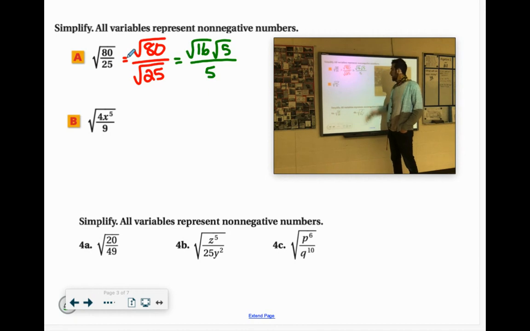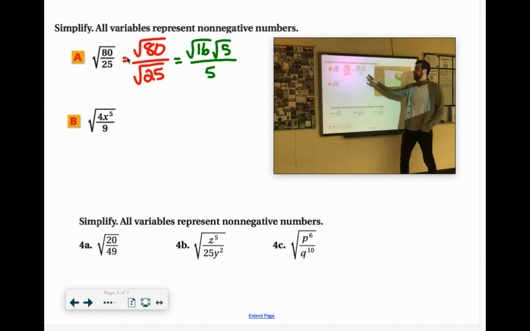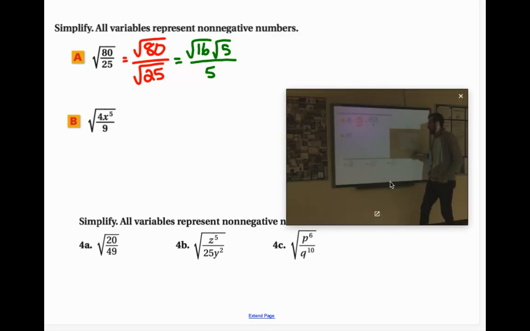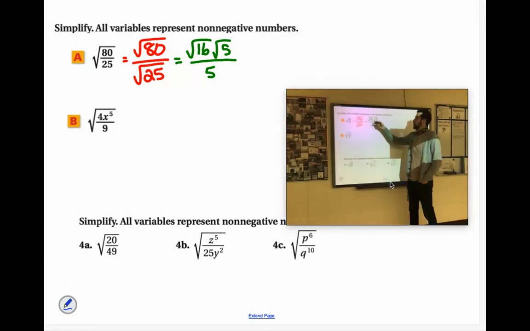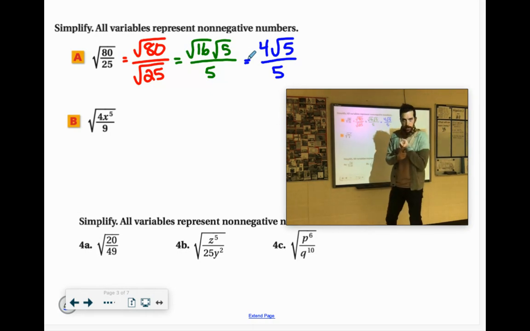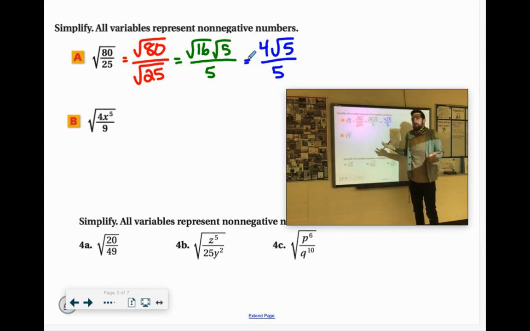So that's handled. Now, I want you to be careful because some people will see the 5 and the 5 and they'll think, oh, well, those will cancel out. You can't cancel radical stuff with regular numbers. So we can't do that yet. But the square root of 16 is 4. So it becomes 4 root 5 over 5. So you can only simplify radicals with radicals as far as division and like regular numbers with regular numbers. So look at the 4 and the 5. You can't simplify the fraction 4/5 anymore. So that would be your final answer.